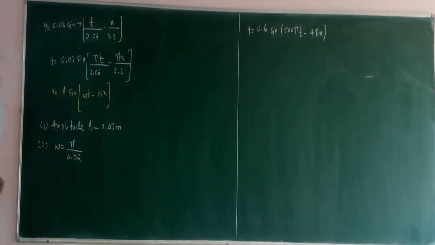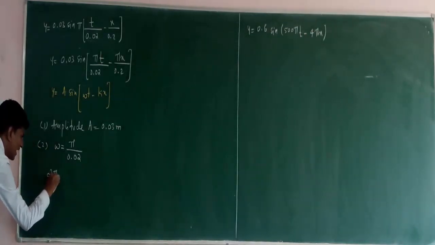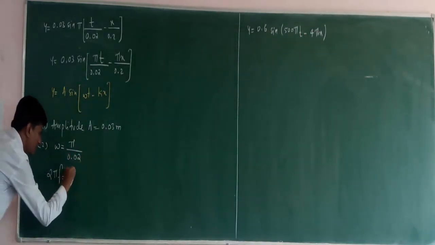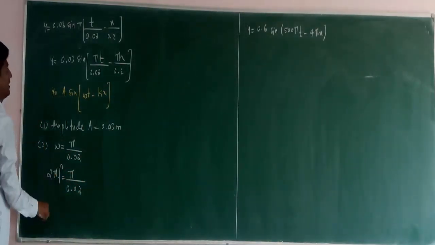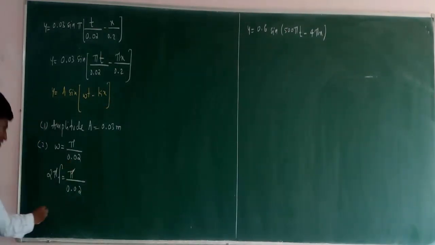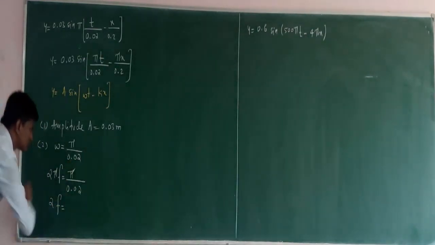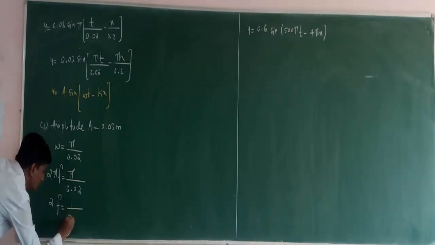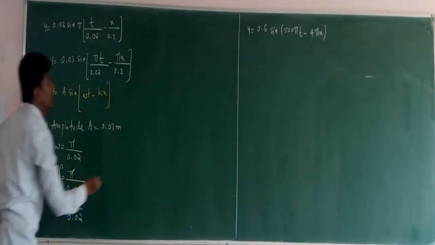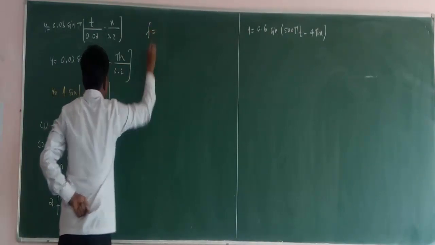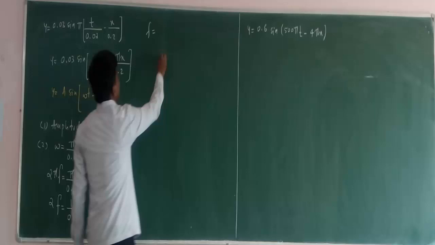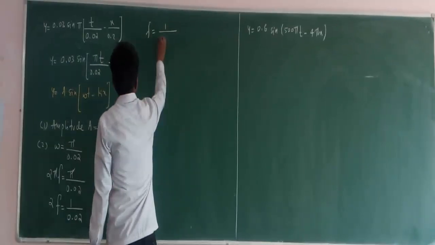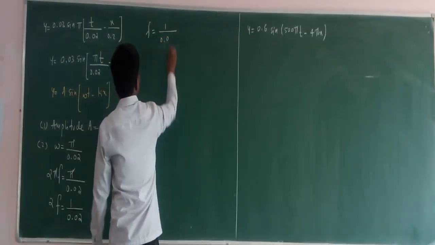So this omega is nothing but your angular frequency. It is written as 2 pi f, equals pi divided by 0.02. This pi cancels out. Then 2f is equal to 1 divided by 0.02. Then f becomes, multiplying this 2 with this term, 1 divided by 0.04.